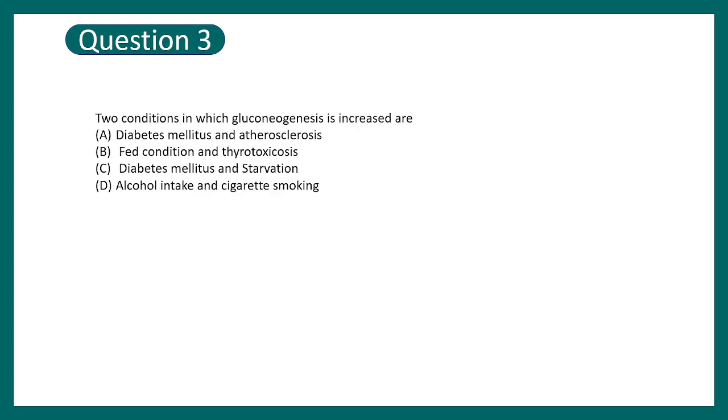Two conditions in which gluconeogenesis is increased are: diabetes mellitus, atherosclerosis, fed conditions and thyrotoxicosis, diabetes mellitus and starvation, alcohol intake and cigarette smoking. Gluconeogenesis is a process where glucose is produced from other sources, like breaking down of the amino acid or taking the intermediate of the TCA cycle. The question is, in what situations is this kind of gluconeogenesis favored? The correct answer is option C, diabetes mellitus and starvation.